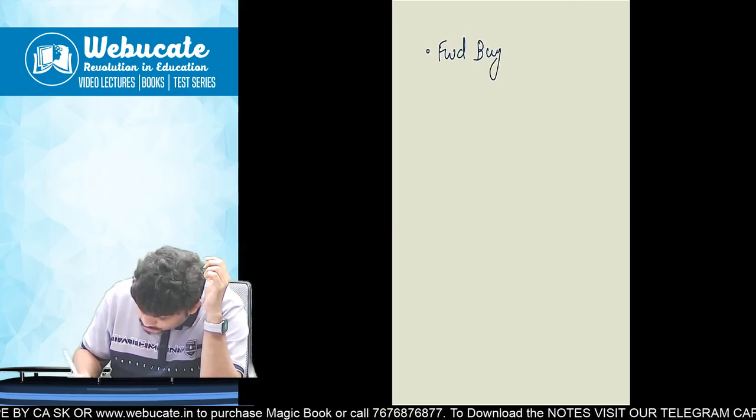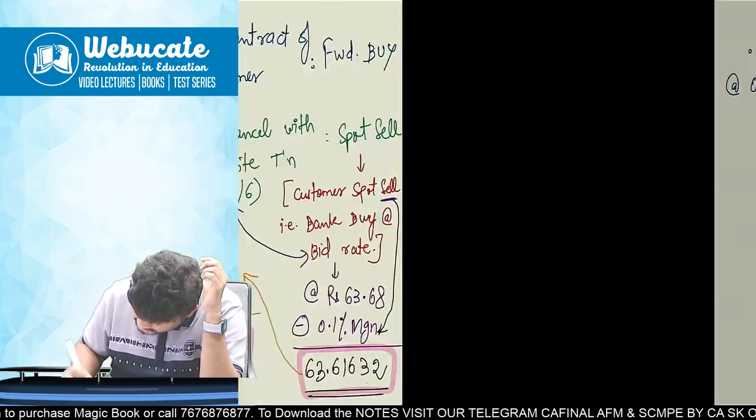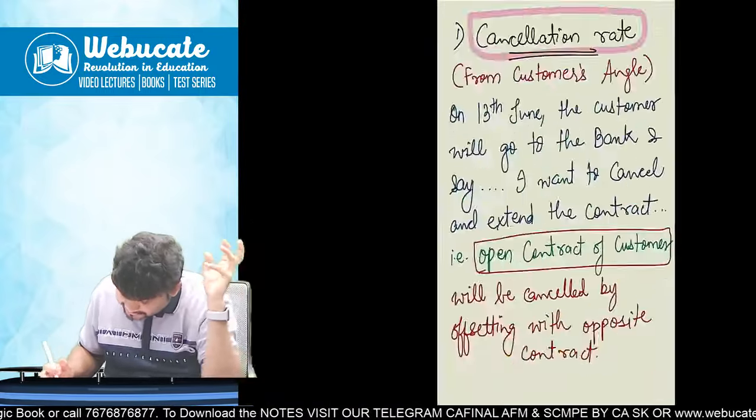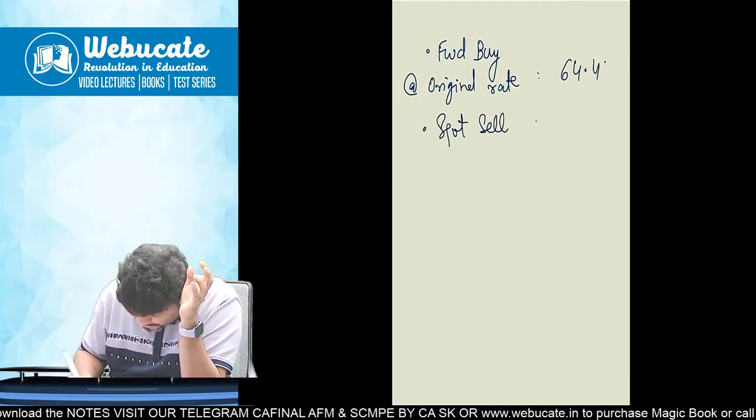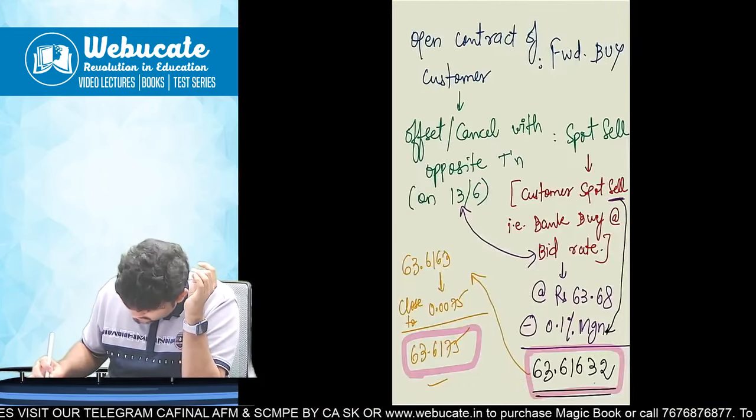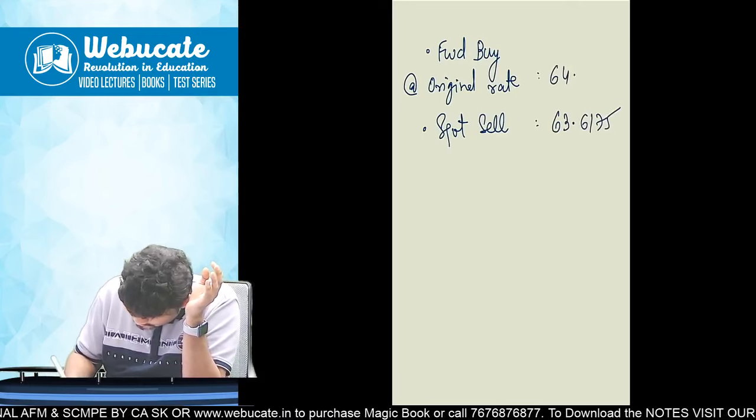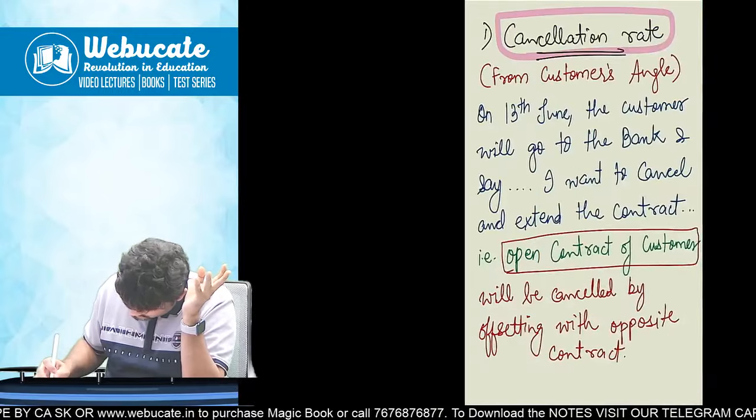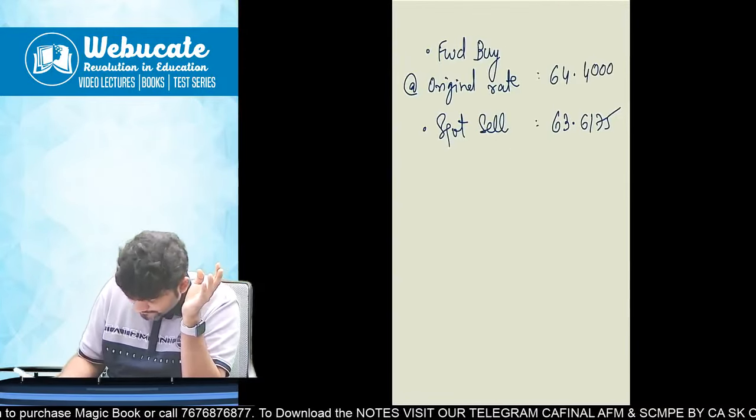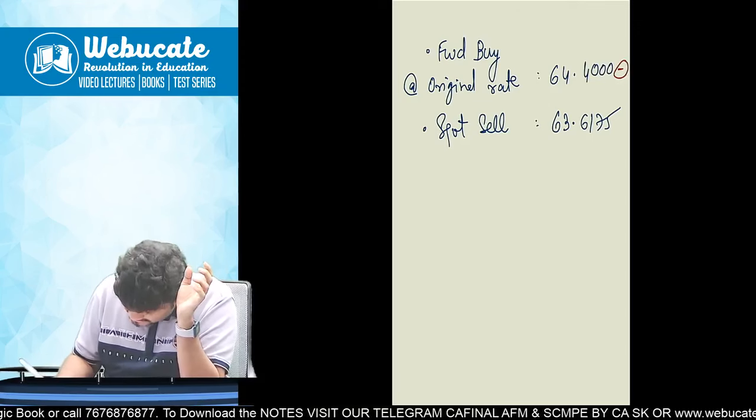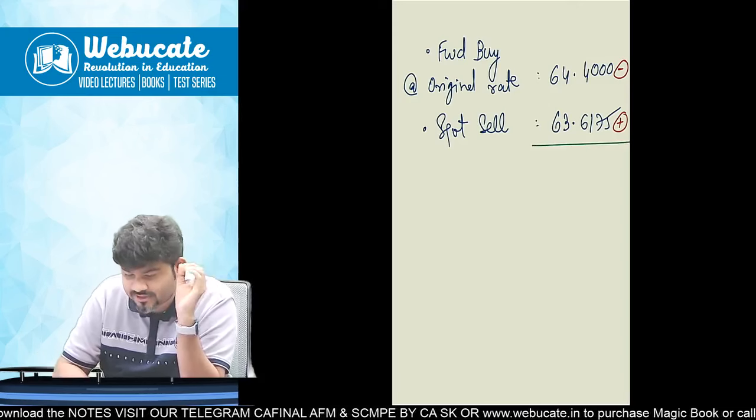So we will write here forward buy at original rate. So what is going to be the forward buy at original rate? 64.4. Now, spot sell, 63.6175. Okay, so buy minus spot sell. Got it? Okay, so now the difference. Tell me, what's the answer?